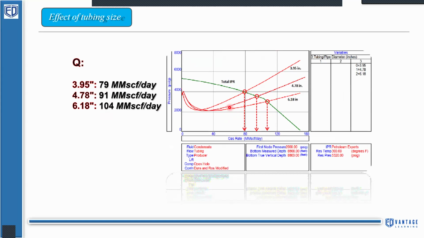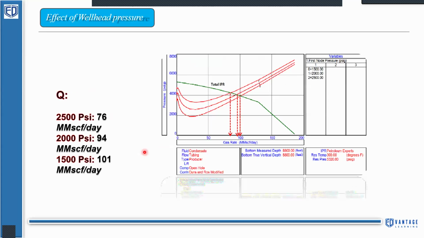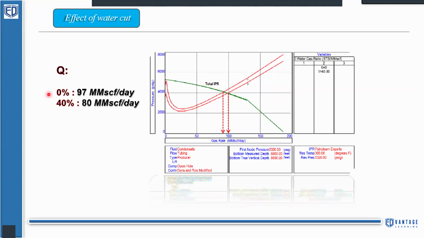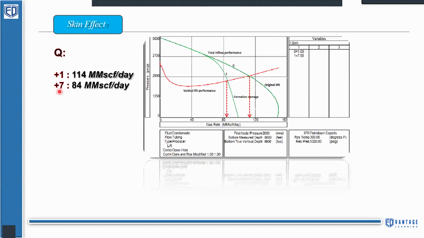So I can change my tubing size depending on the study that I have to. Also, the actual flow rate will be 76, 94, and 101 for different node pressures at the surface. Then for different water cut percentages, if I consider 0% water cut, I'm getting 97 MSCFD. For 40% water cut, I'm getting 80 MSCFD. The point is to choose which water cut sensitivity, because we also need to handle water at surface. That is very important. And also for skin, if I reduce my skin, what is my flow rate?